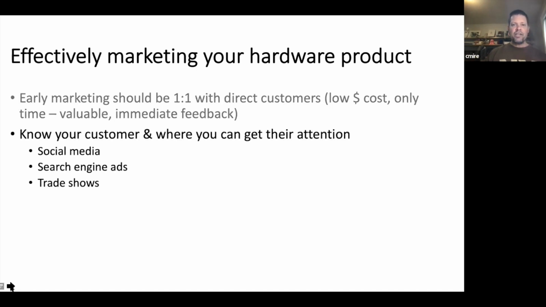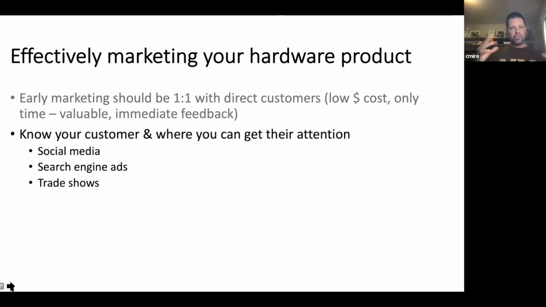Okay. Next is know your customer and where you can get their attention. Your early customers are going to be one-on-one. You're not going to find a one-on-one on social media necessarily. This is sort of after you've got those one-on-one conversations out of the way and you feel like you've got a formula now for selling this more in the market.